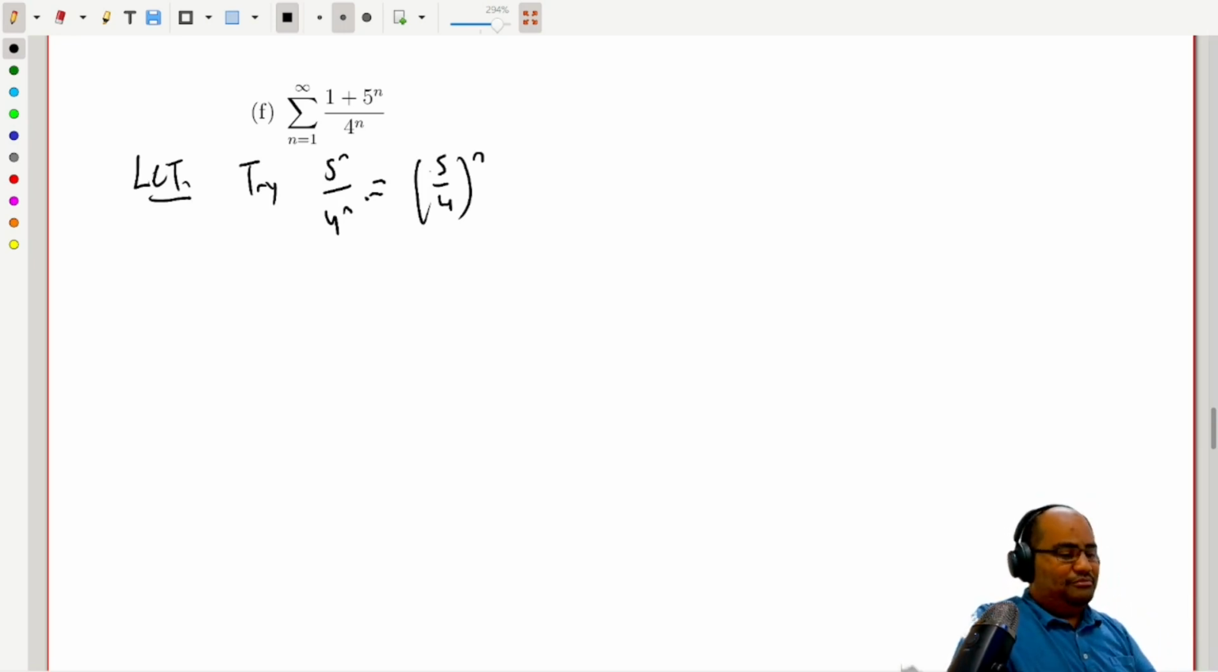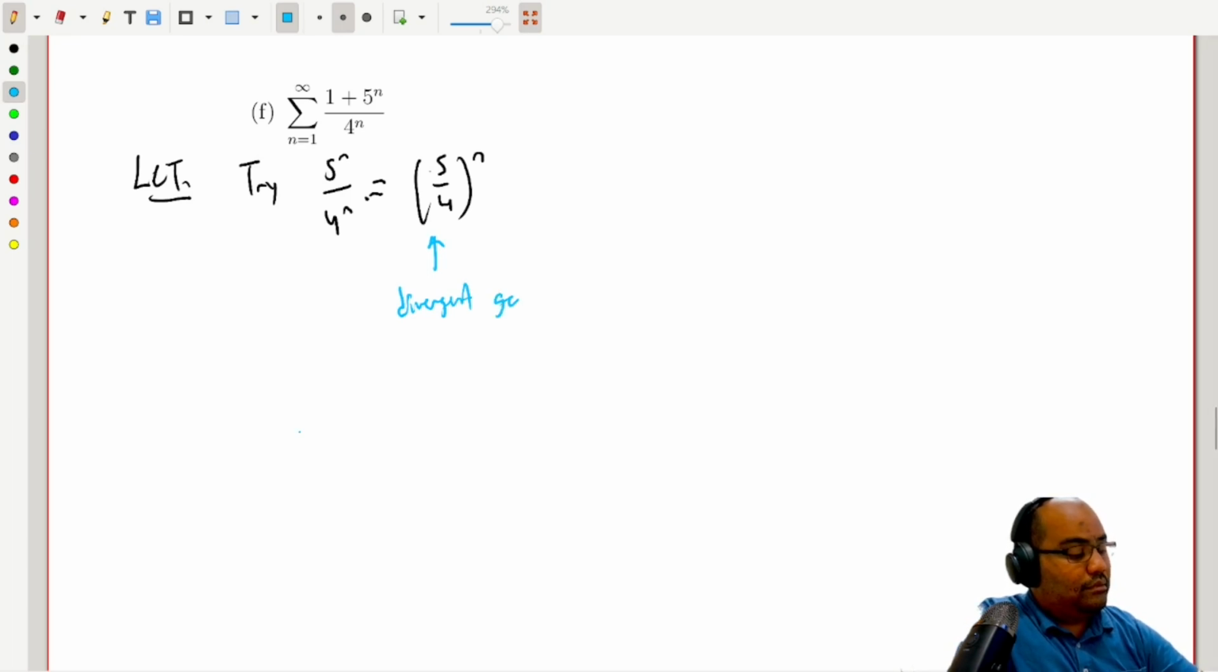That's how that works out. Quotient raised to the same exponent. Okay, but switch colors here. Okay, this is a divergent geometric series, because the common ratio here in absolute value is bigger than 1.